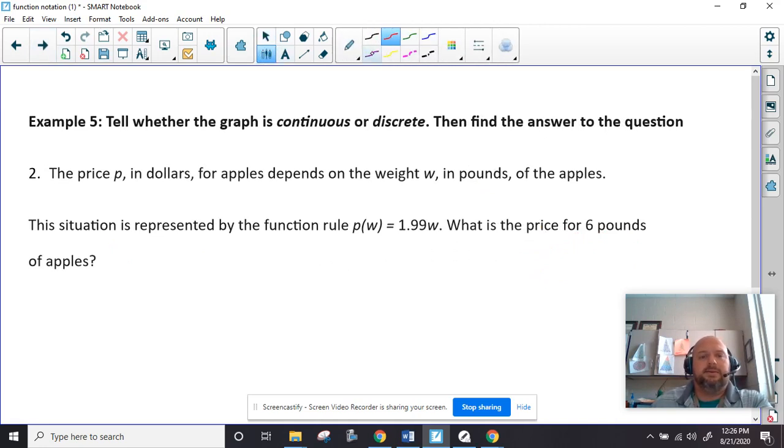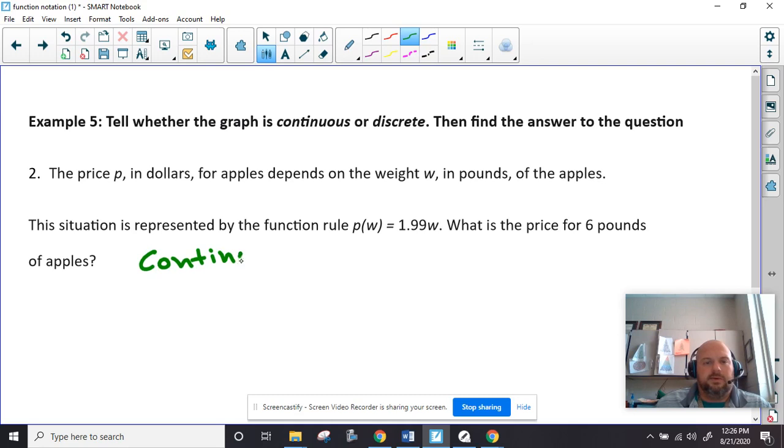All right. Same thing. Price of apples depends on weight. Now, the weight of apples is not the whole number of apples, it's the weight. This is where you need to ask yourself, can you have a half pound or does it say whole? It does not say whole. This one would actually be continuous.